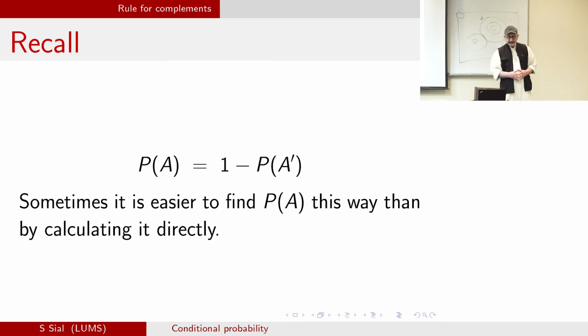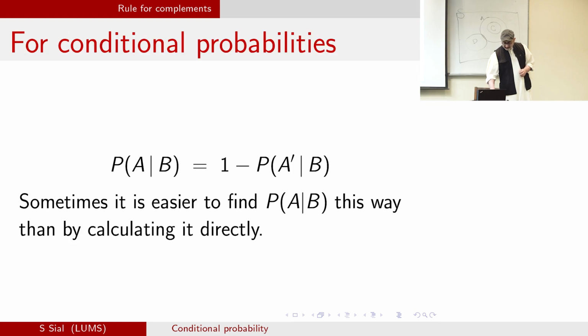Okay, so once again, the probability of A is the same as 1 minus the probability of A complement. Sometimes finding the probability of A complement is easier than finding the probability of A. So if I wanted the probability of A in such a case, I would first find the probability of A complement, and then I would take 1 minus that probability. Okay? So sometimes that's easier.